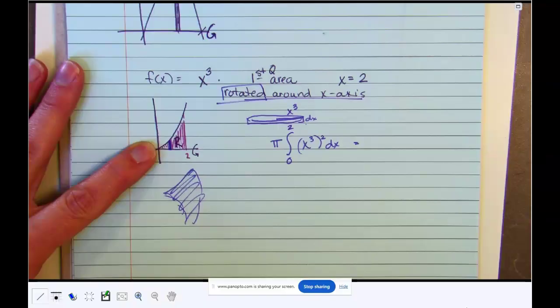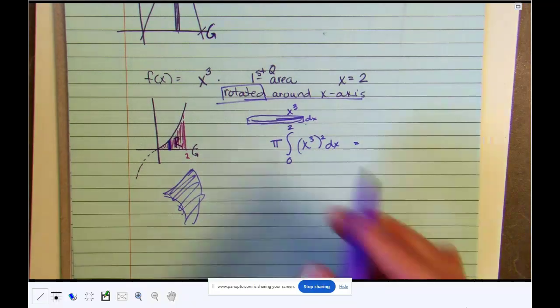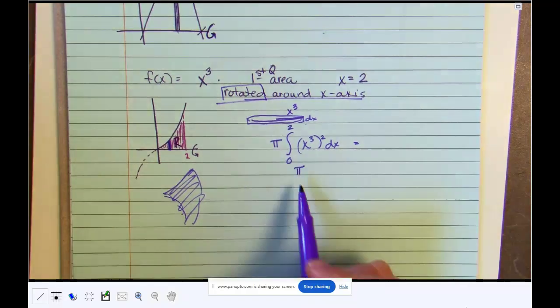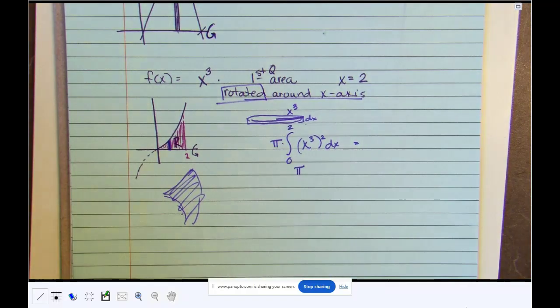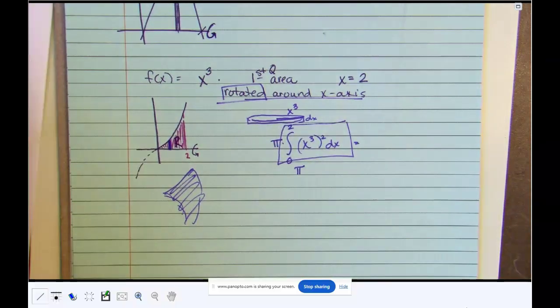Just so that you know, I'm going to ask you to do one of these without your calculator today. Go ahead and find the answer. Now, it is a nice idea to keep this exact and in terms of pi. So super easy, just don't put the pi in there. Do the integral of all of the stuff and then slap the pi on the end.